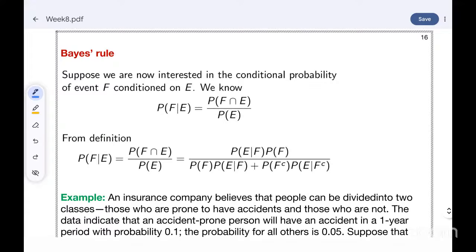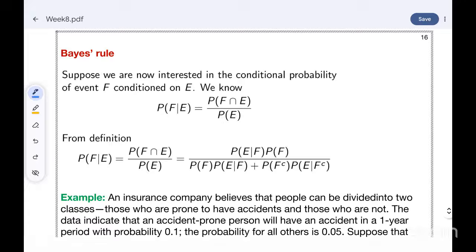So what is this Bayes rule, sometimes called Bayes theorem, saying? Suppose we are now interested in the conditional probability of F given E. This is what we want to know. From the definition, P of F given E is P of F intersection E divided by P of E.